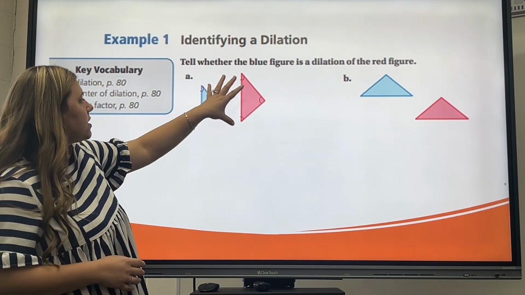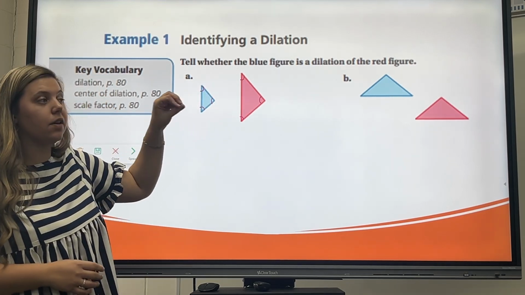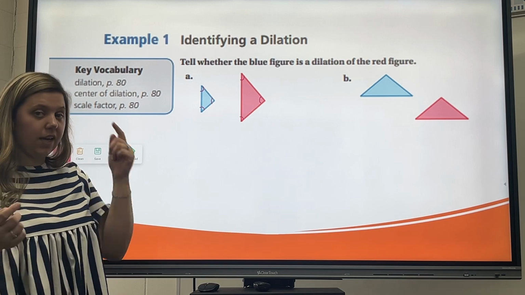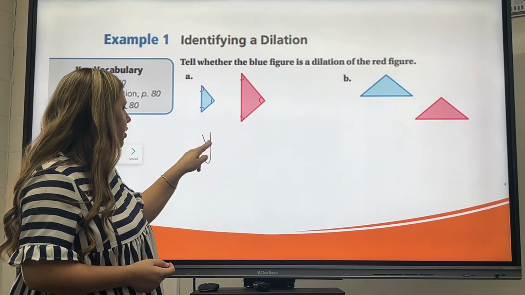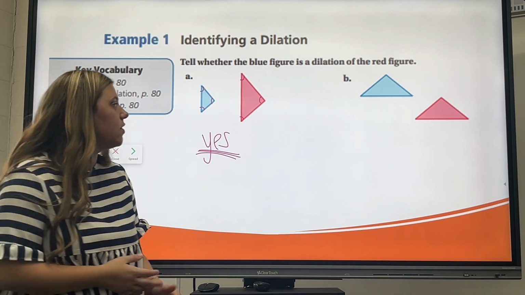Okay, but if we look at it, does it look like this has just been kind of dialed down, shrunk down to become the new one? Hopefully in your mind, you're saying yes, or hopefully you've shouted it at me like 17 times already. Okay, the answer is yes.